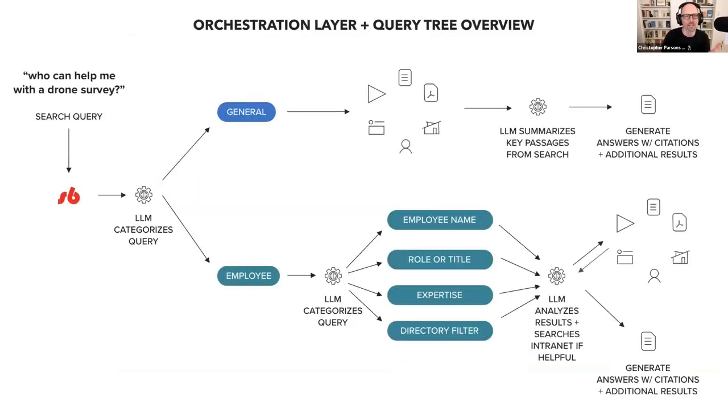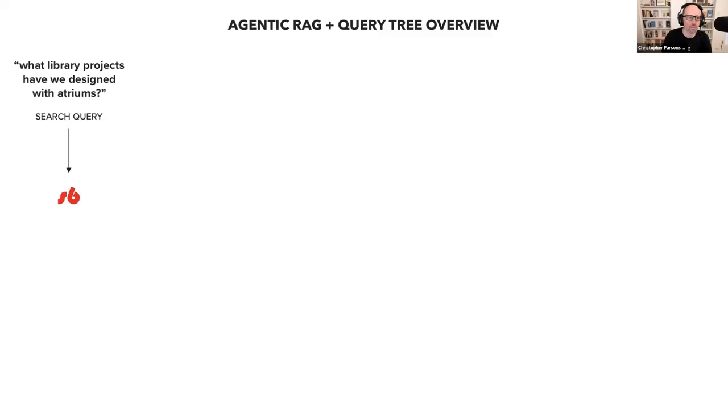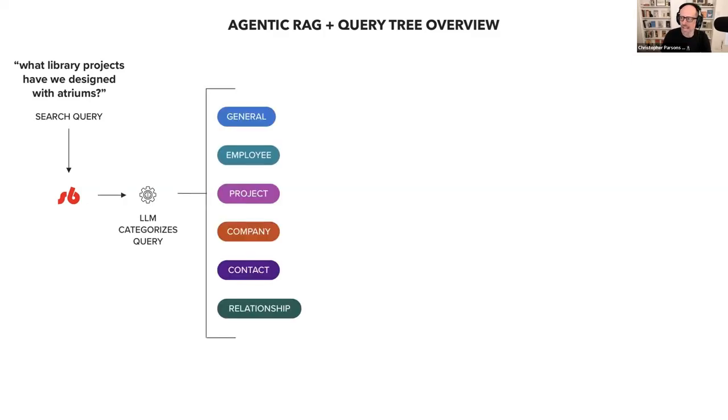In the previous design, the design for advanced employee search, we just weren't taking advantage of that data. So we went back to the drawing board. Now we have a project query that came in: what library projects have we designed with atriums? We then categorize that query. Instead of asking whether it's a general or an employee query, we've extended the list that we're asking the large language model to categorize. So maybe it's a project, or a company, or a contact?